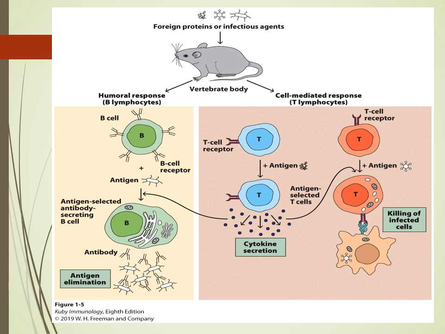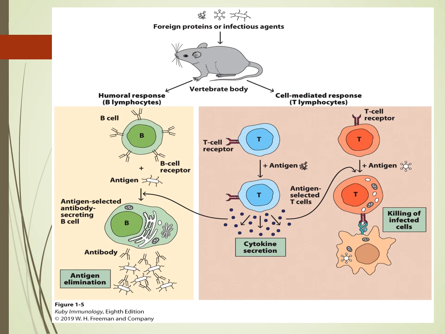So this figure just shows you an overview of the adaptive response. Here we have this mouse that's being exposed to foreign proteins, infectious agents, and so we can have a humoral response. If we look on the left panel, we see our B cell with the B cell receptor. Once the B cell is able to recognize the antigen, it'll become a B cell that will secrete antibodies. Those antibodies then can bind the pathogen so that we get elimination of the pathogen, or antigen elimination. Obviously there's a lot of steps along the way, so again, what we'll be talking about later on in the semester.